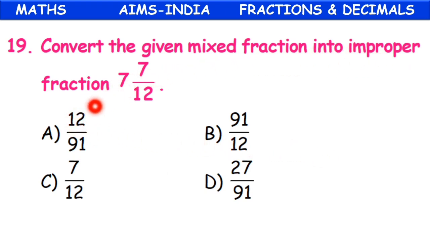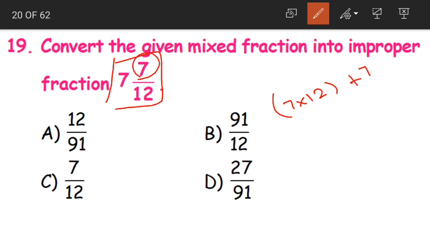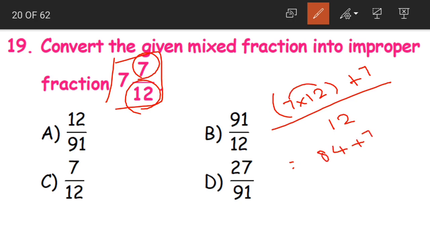Convert the given mixed fraction into an improper fraction. What do we have? 7 by 12. How will we convert, children? First we multiply the whole number and the denominator. Then to the product we add our numerator 7. Divided by what will be the denominator? The denominator will be as it is, that is our 12. Now 7 into 12, 84, plus 7, divided by 12. 84 plus 7, 91, divided by 12. 91 by 12 is our improper fraction. For the given mixed fraction, option B becomes our correct answer.